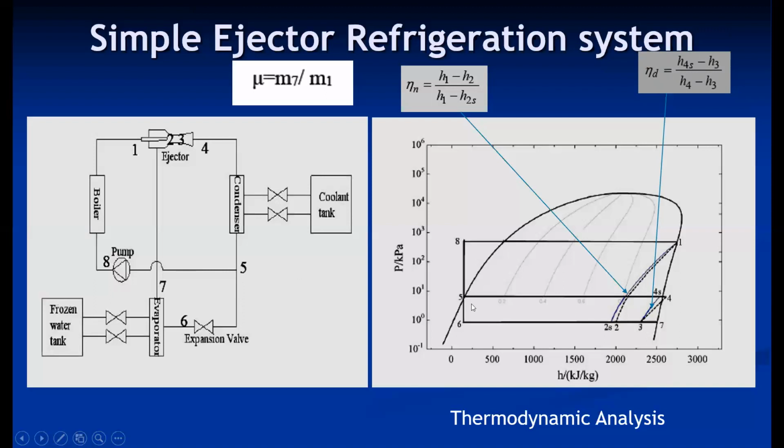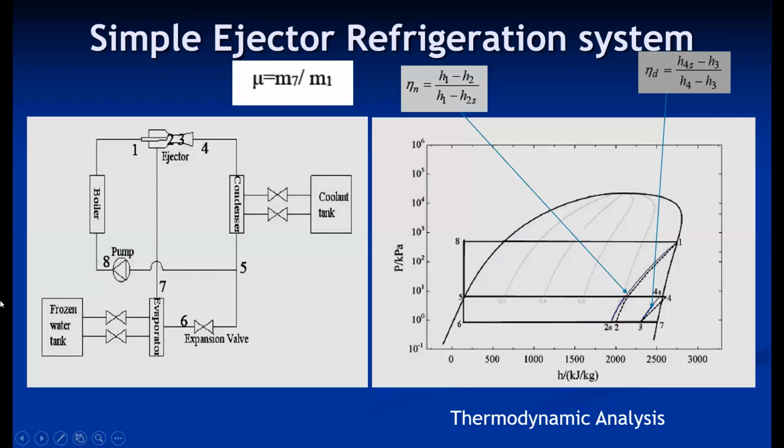First, 5 to 6 is the expansion process, and 6 to 7 is the evaporation process. At the entry of the evaporator, it is still liquid, but slight vaporization takes place because of flashing. And 6 to 7 is the evaporation. Then 5 to 8 is the pressure rise in the pump, because the pump is used to increase the pressure.